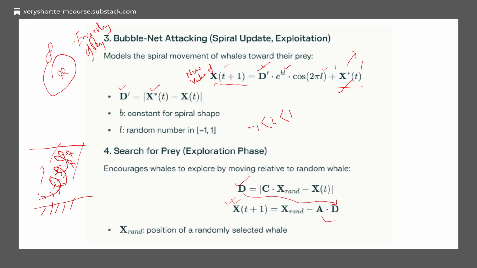A is the coefficient vector that I have discussed in the coefficient vector slide, and this D is this D. A is the same coefficient that was also used in the encircling phase. X random is the randomly generated X at that iteration. And here comes xt plus 1, the new value of X, which you put into your objective equation to find the new value of Y. You do that each iteration.